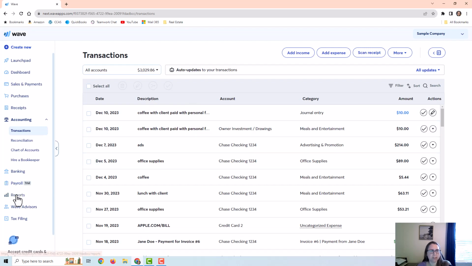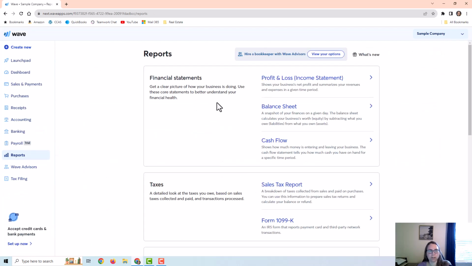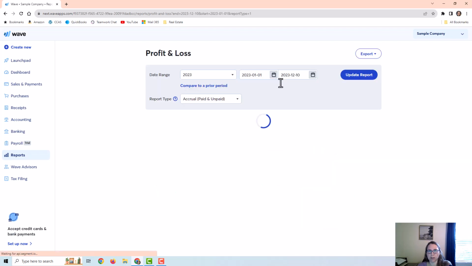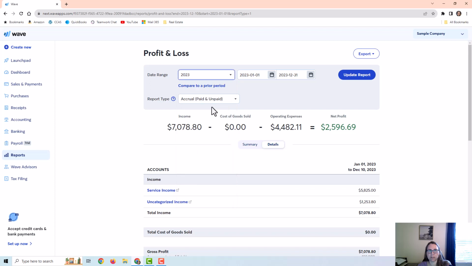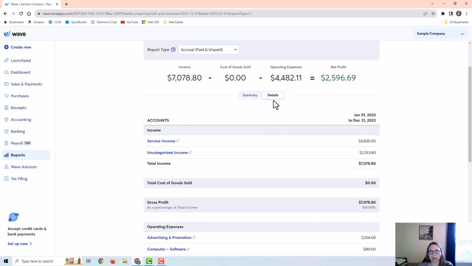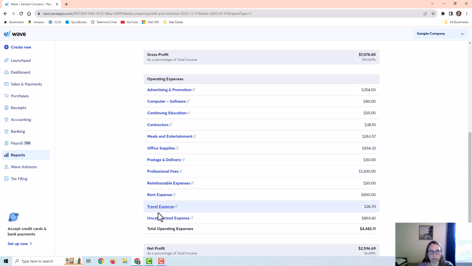So let's go ahead and go to the report and just see what that looks like. I'm going to go to the profit and loss. I'm just going to go ahead and leave it on 2023. I don't think it really matters in this case whether you put cash or accrual. It's going to show up either way. And I'm just going to make sure I have details checked so I can see all the individual accounts.